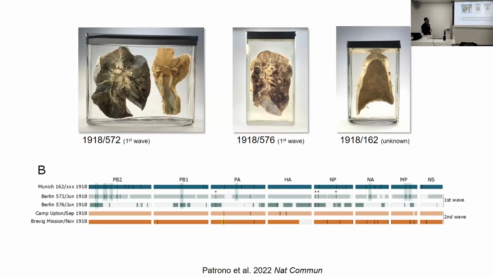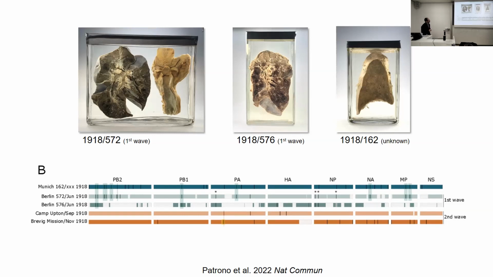In the same collection that I presented to you earlier in the Berlin Charité Museum, we found these three specimens. And they had all been sampled during the pandemic. We also tried with a number of other specimens from the same collection, as well as from the Narrenturm in Vienna. But unfortunately, we could not succeed in these cases.